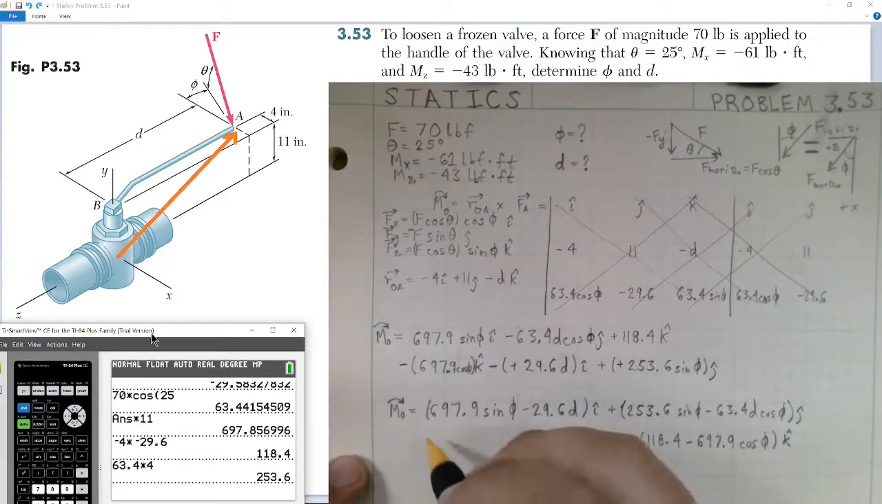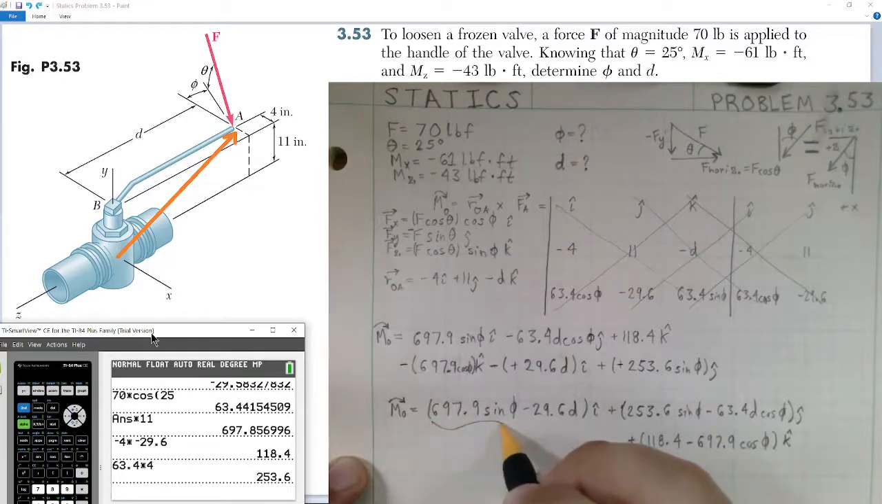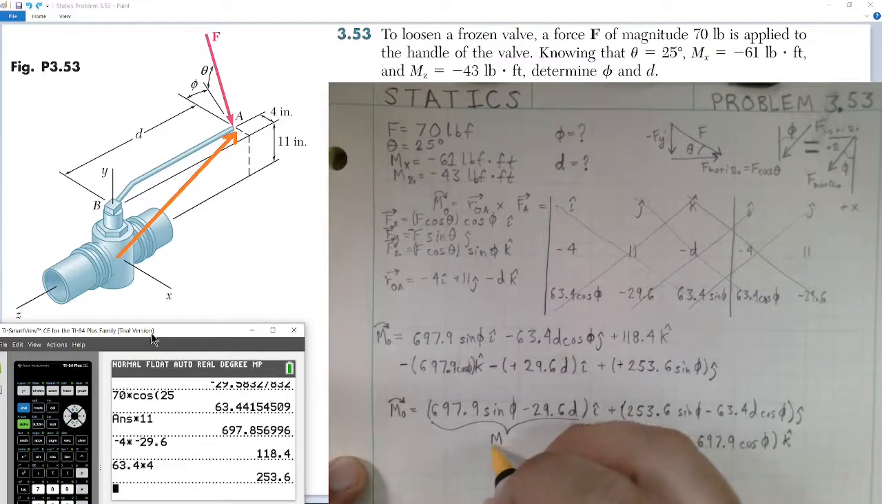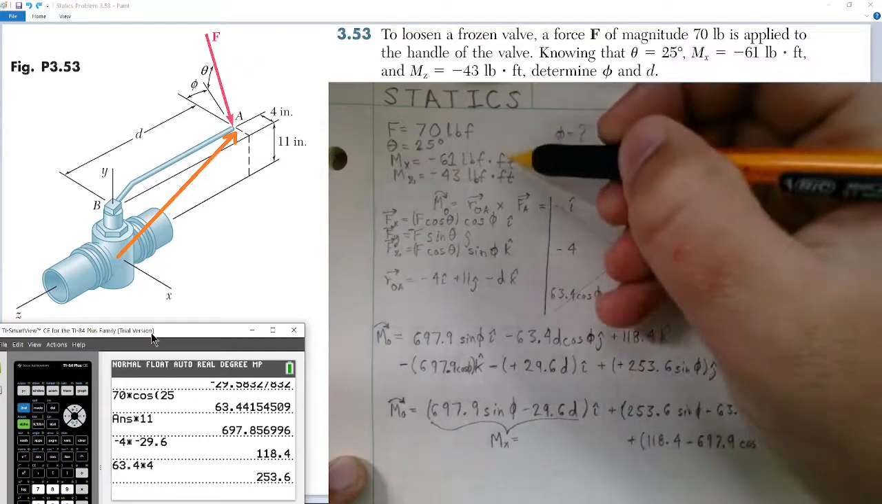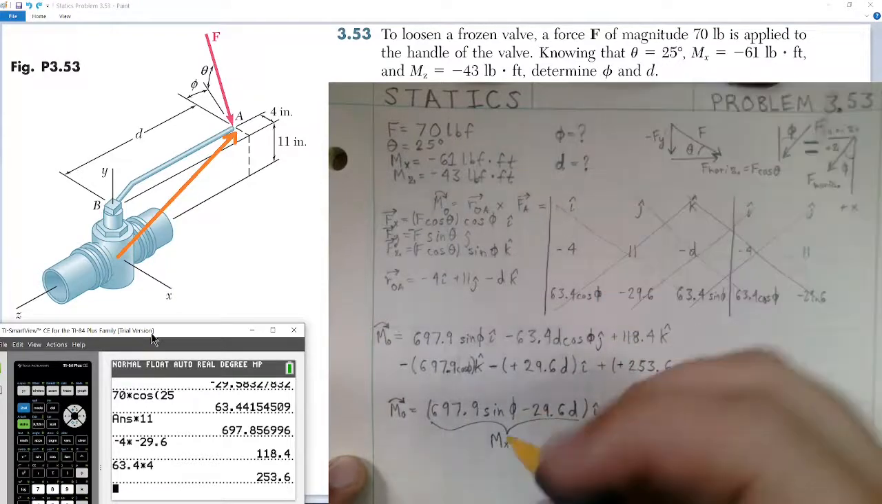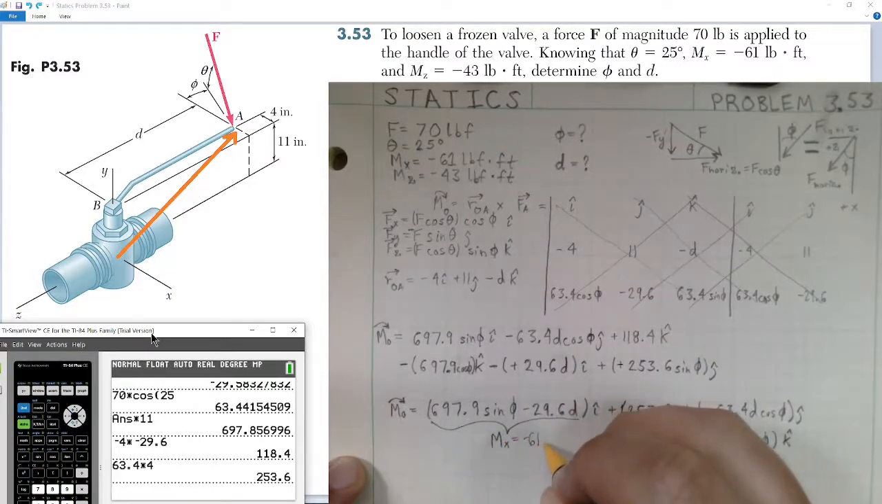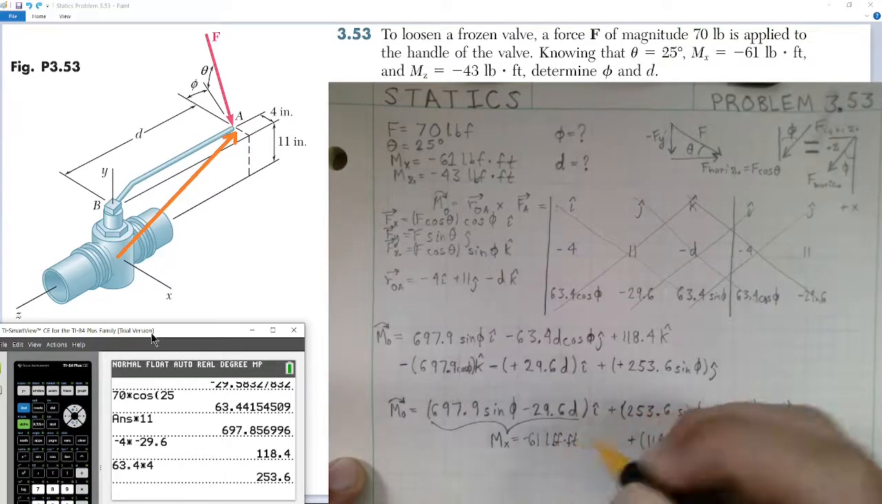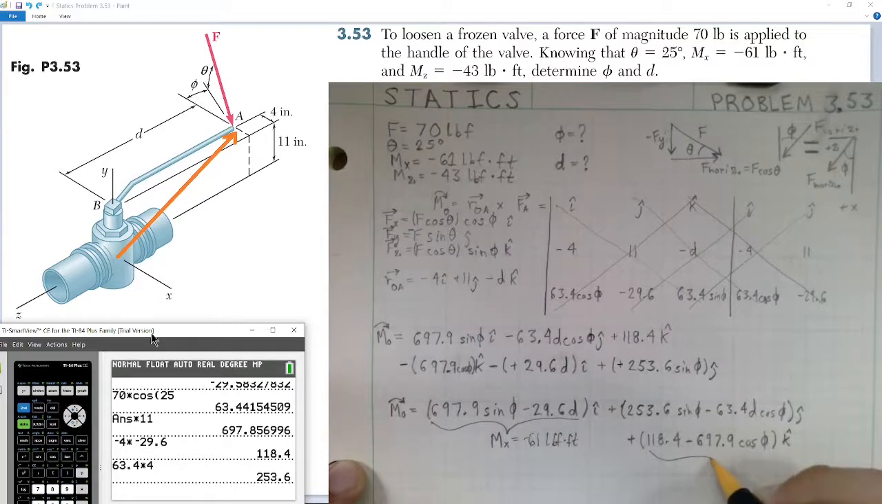Next we'll recall we have this moment in the i hat component about the origin is simply the moment in the x direction, of the x-axis. So about the x-axis, we're told up here, it was given to us in the original problem, is negative 61 pounds of force foot, or foot-pounds. Here we have given moment about the z-axis is given to us as negative 43 foot-pounds.